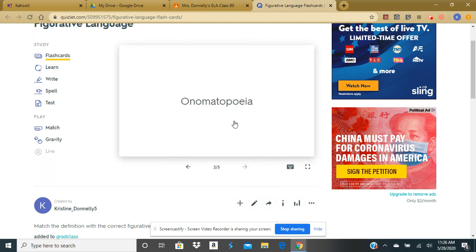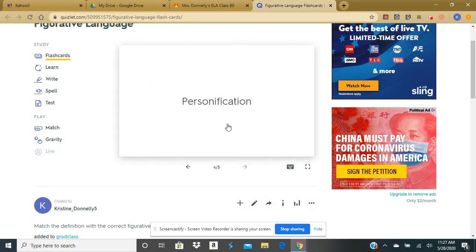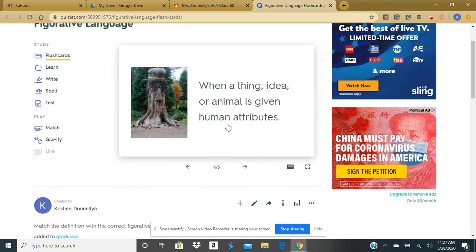Onomatopoeia. Onomatopoeia are words that imitate natural sounds of a thing. So you can see here there are many different sounds illustrated. You have pow, bam, puff, boom. That is onomatopoeia. Personification. When a thing, idea, or an animal is given human attributes. So you can see this picture here. This tree has a face on it. So you could see how it is giving it human qualities.